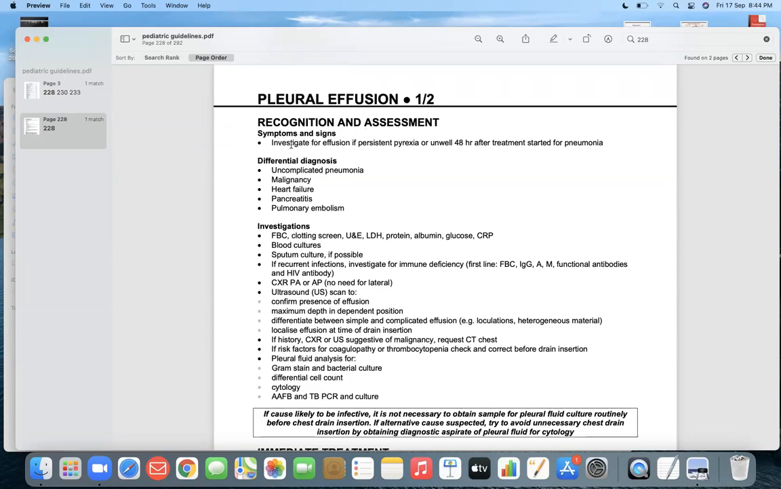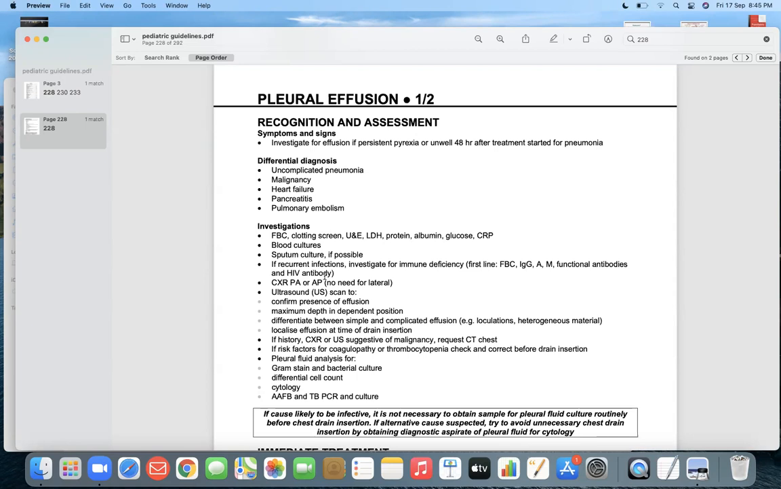Okay. Pleural effusion: symptoms and signs; investigate for effusion if persistent pyrexia or unwell 48 hours after treatment started for pneumonia. Next is differential diagnosis: uncomplicated pneumonia, malignancy, heart failure, pancreatitis, and even pulmonary embolism. For investigations: full blood count and clotting screen, urea and electrolytes, LDH, protein, albumin, glucose, CRP. I think all these things were covered.